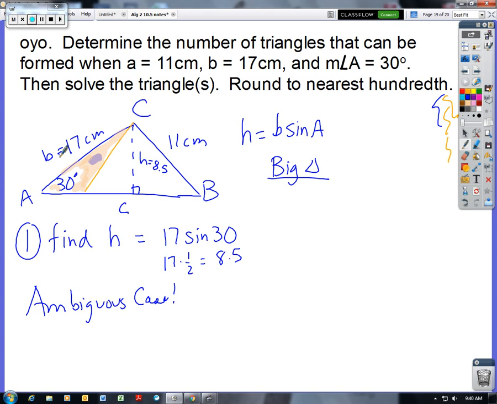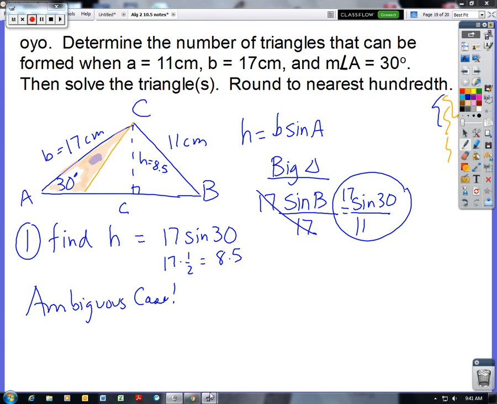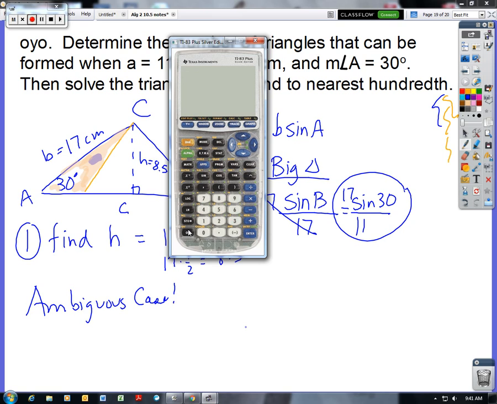Now this time I don't know the angle, so I'm going to put sine of b on top, because I want my unknown variable on top, over the side opposite it, equals sine of 30 over, lost my train of thought, 11. And then to solve for sine of b, I'm going to multiply both sides by 17. Those cancel. So I'm going to do this on my calculator, and then I'm going to do inverse sine to get angle b. I'll do it here so you can see it.